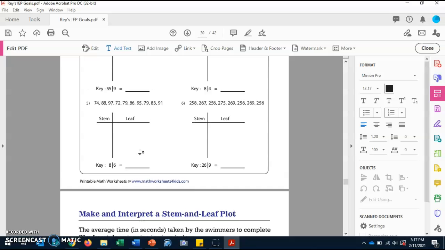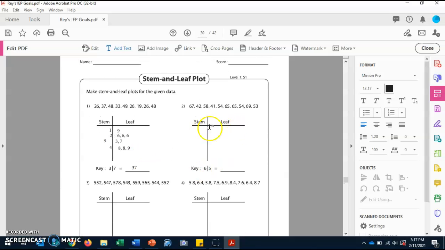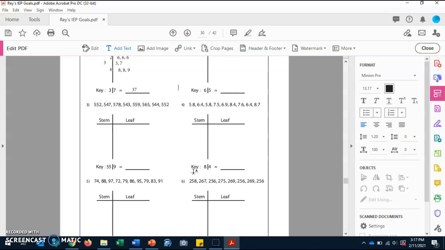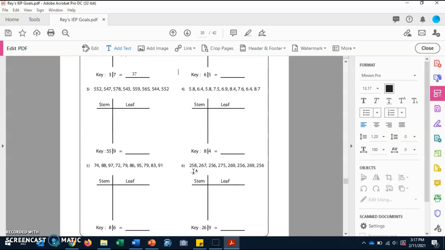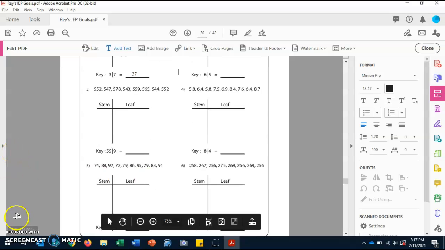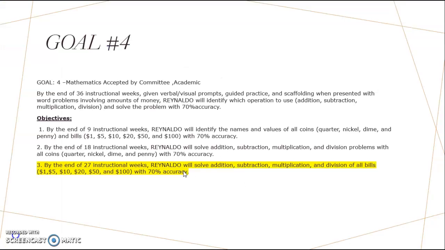Good job, Ray. So this is what you are going to do for the rest of the worksheet. If you have any questions, please feel free to reach out to me. I'm always here to help. If not, we will continue to work on goal number 4.